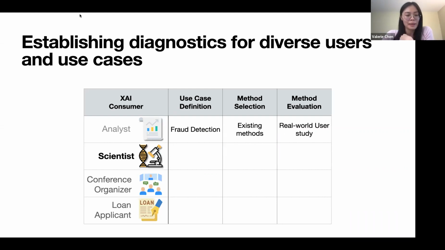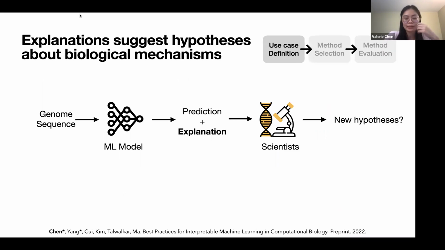So that sort of wraps up this first use case, which I had intended to spend the most time on. The second consumer that we have worked with are scientists, and more specifically, folks who work in comp bio, computational biology. And here they have a very different use case for why they're interested in XAI.